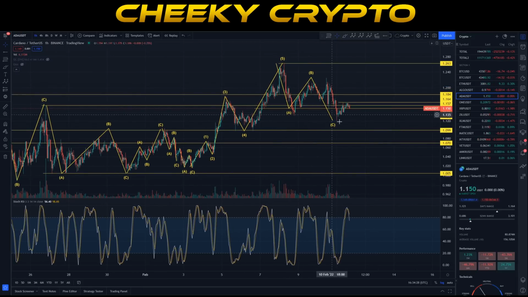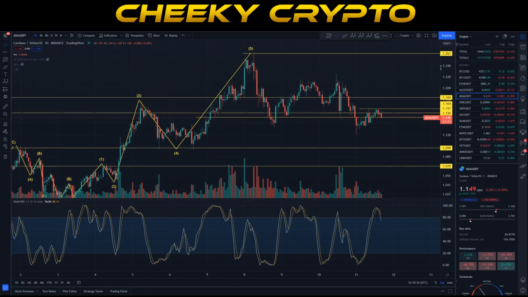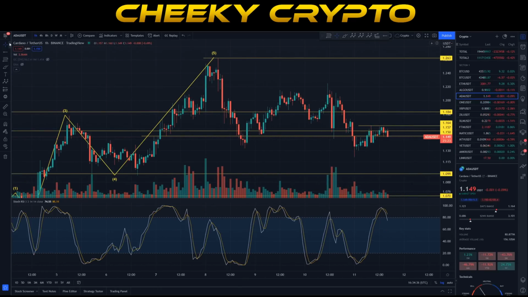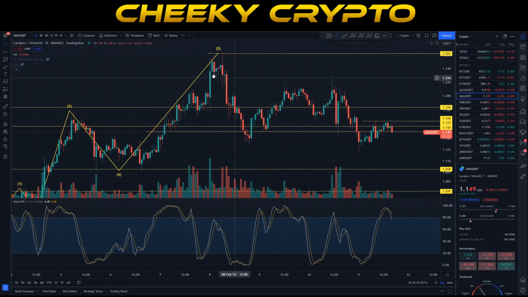So as you can see, we had this ABC move to the downside, and we can break this down in lots of different ways. We can dissect it into subsections. This is obviously the hourly chart, so there's a lot of things going on here, and we should potentially be aware of them. Now, you can count this however you want.